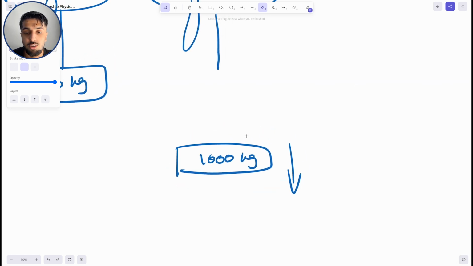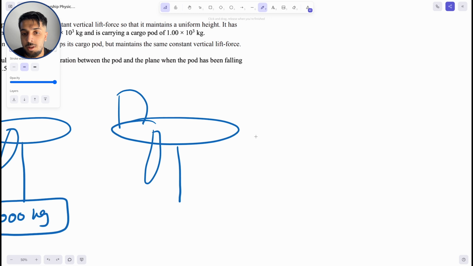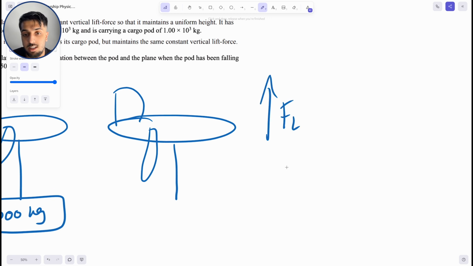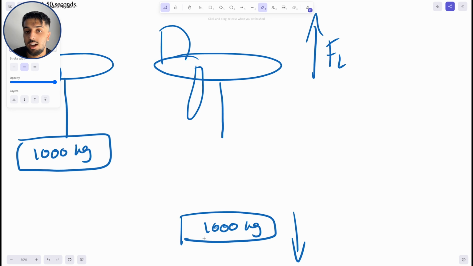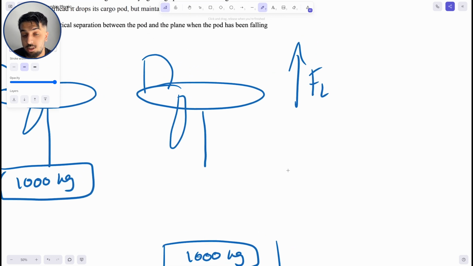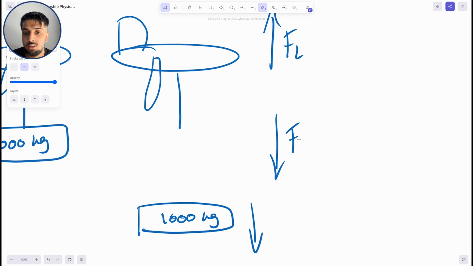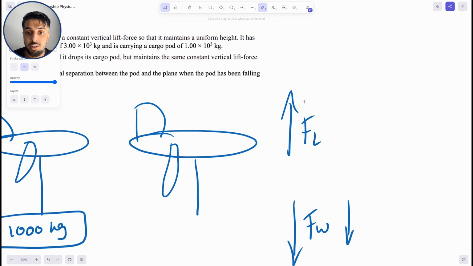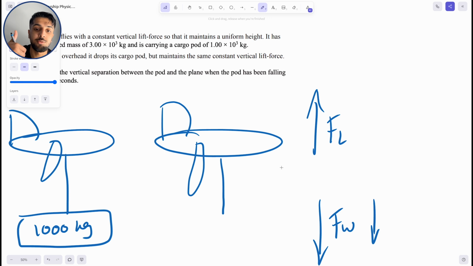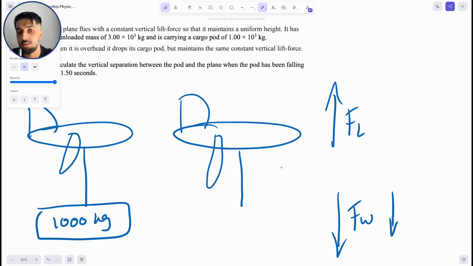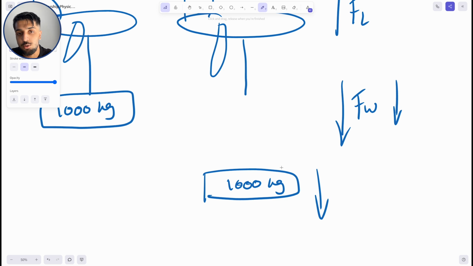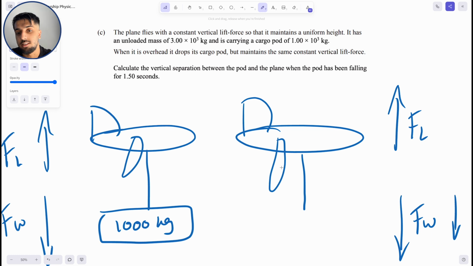However, when the cargo is dropped, it maintains the same lift force. However, because the cargo is now dropped, its mass will decrease, and therefore the weight force will go down. And so the plane will have an excess lift force, and therefore as there is now a net force, the plane will accelerate upwards. So the cargo is falling down, but also the plane is moving up. And so we need to take the distances that both the plane travels and the cargo travels in 1.5 seconds into consideration for this question, as we are measuring the separation between the cargo pod and the plane.